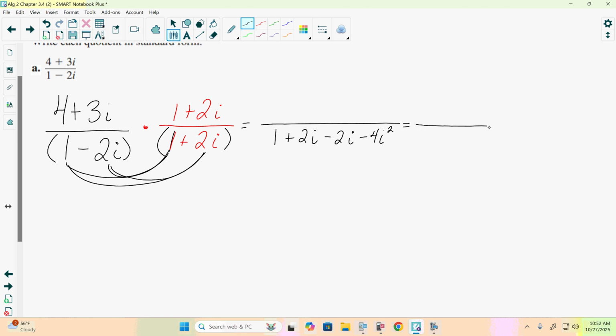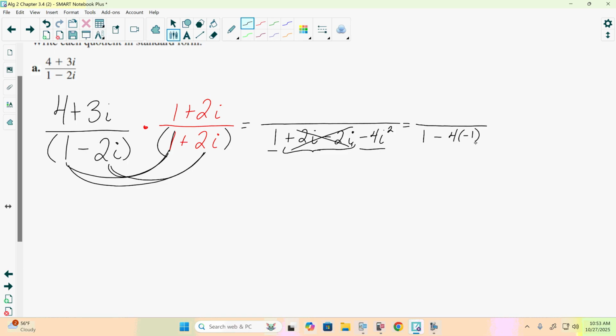Now we'll come back to the top of this fraction here in a minute. We're just going to look at the denominator, the bottom of the fraction first, simplifying it. Because our 2i minus 2i, 2 minus 2 is 0. Those are going to cancel. We still have our 1 because there are no like terms at the moment.